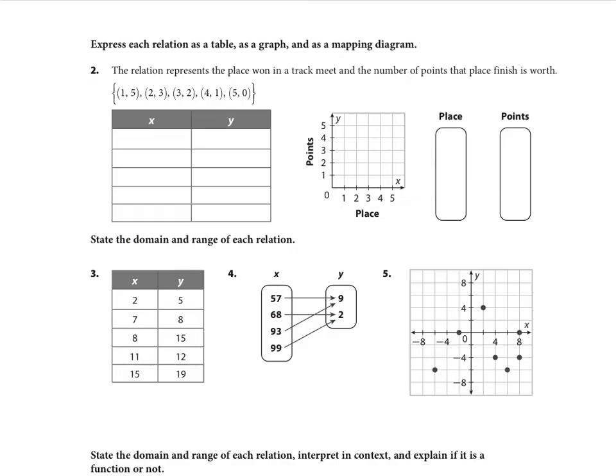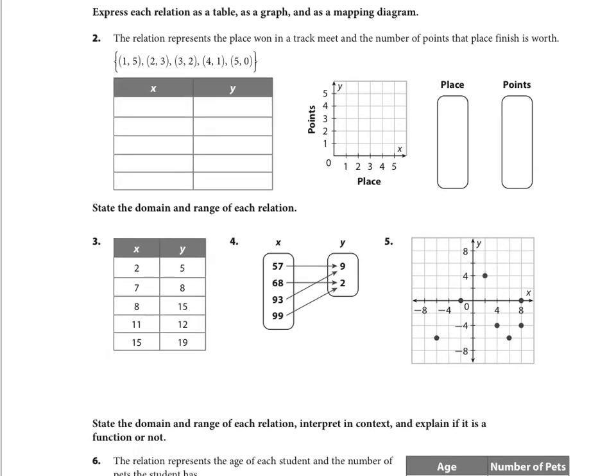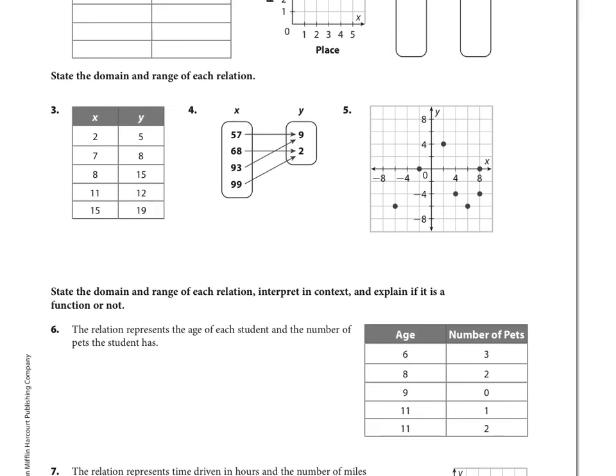All right, let's do problem number 4. So state the domain and range of each relation. So the domain here, use a big D for domain. The domain is our x values. So here it's 57, 68, 93, 99. Our range, we use a big R, is 9 and 2. I'm going to put them in numeric order, so 2, 9.